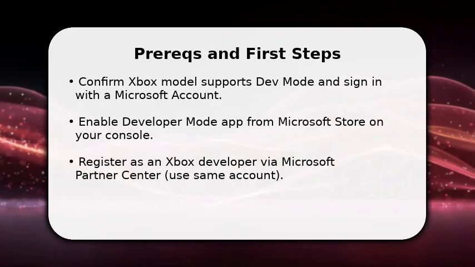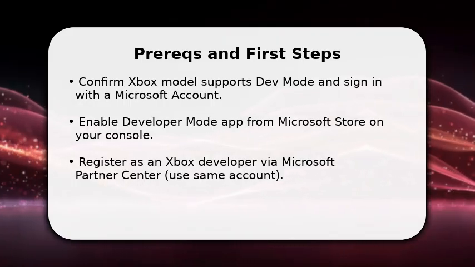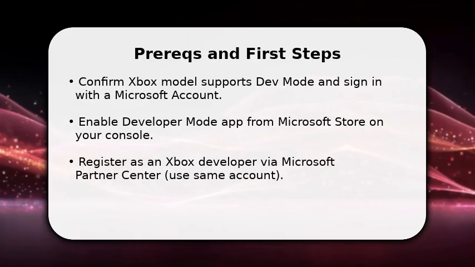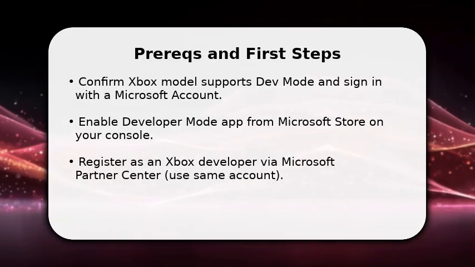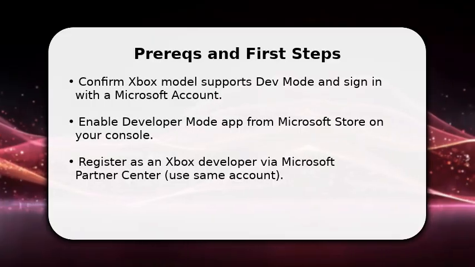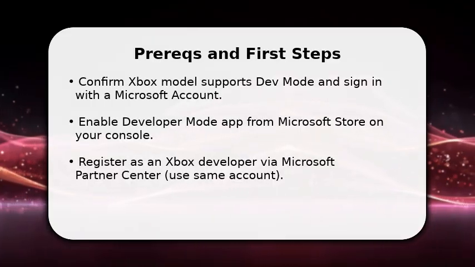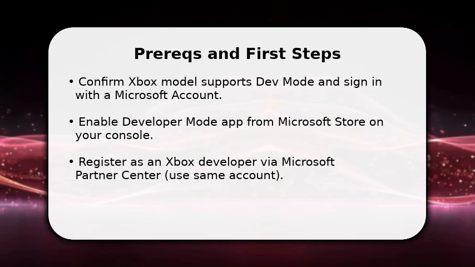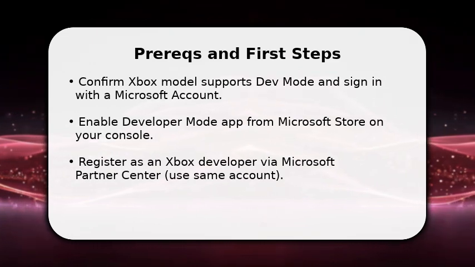Next, register as an Xbox developer in the Partner Center using the same account so licensing and activation link correctly. Doing these first steps prevents permission and activation errors later, so set them up now. Make sure account details match, and keep your console networked.